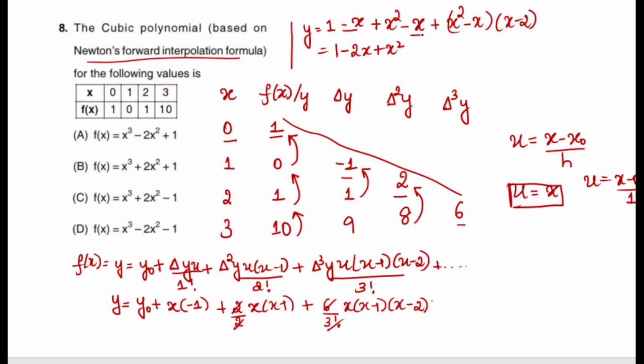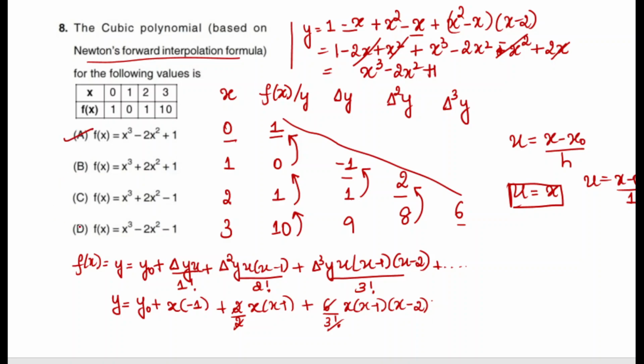On solving, it will be x cube minus 2 times of x square, minus x square, plus 2x. Minus 2x gets cancelled, plus x square minus x square gets cancelled. What is remaining? x cube minus 2x square plus 1 is remaining. So which is the right option? Option A is the right option.